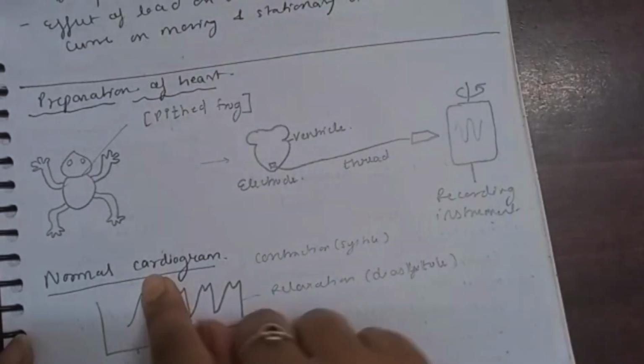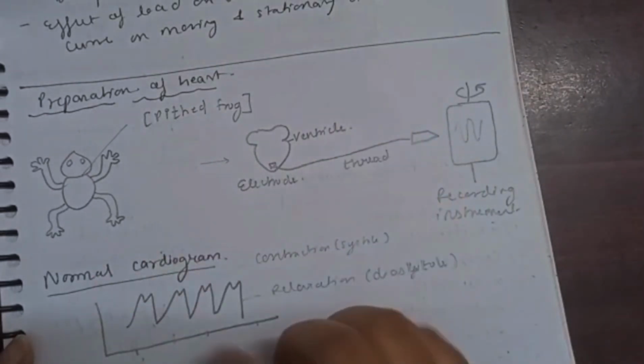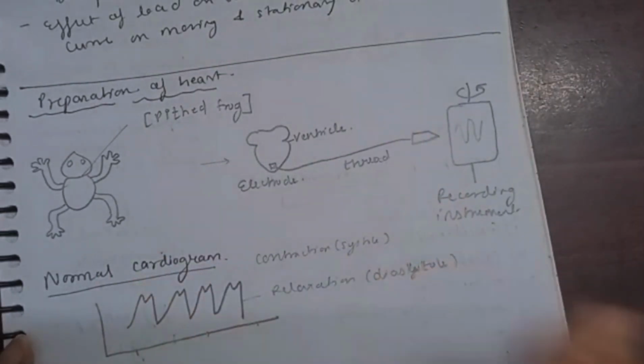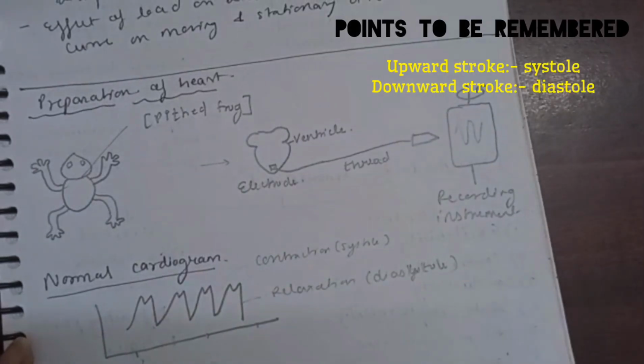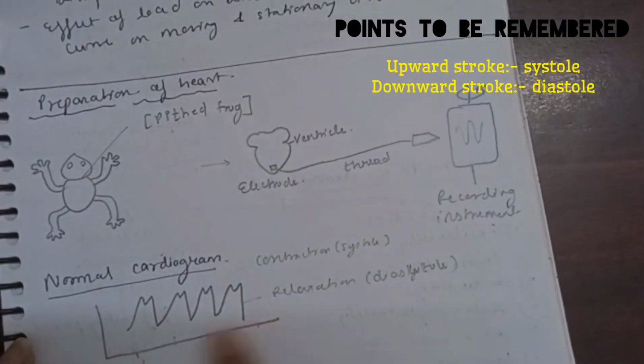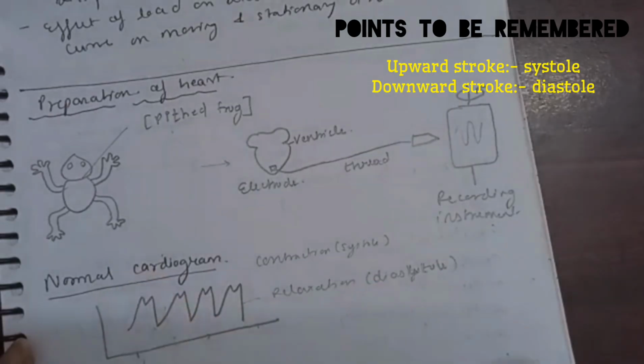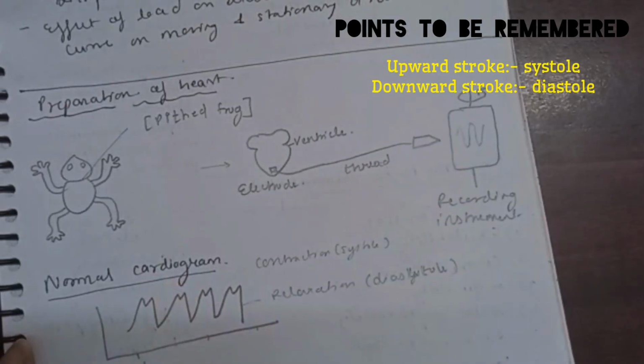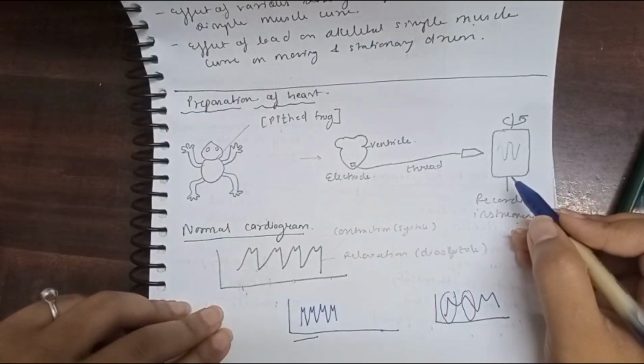systole noted on the graph. And as it relaxes, there is this diastole noted. This is the normal cardiogram. Points to be remembered in this normal cardiogram are: the upward stroke marks the systole, the downward stroke marks the diastole or relaxation. A change in the speed of the recording drum.